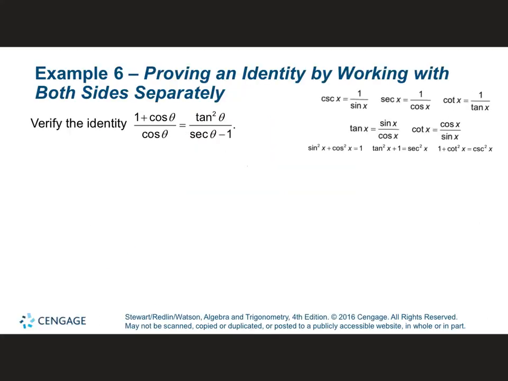If we look at our next example, we're given 1 over cosine theta is equal to tangent squared theta over secant theta minus 1. That 1 plus cosine theta over cosine theta, it's already in terms of sine or cosine, so don't work with it. Work with the side that's that tangent squared theta over secant theta minus 1. The tangent squared theta. You have a tangent squared x in your Pythagorean identities. However, I'm going to leave that one alone and look at that secant theta.